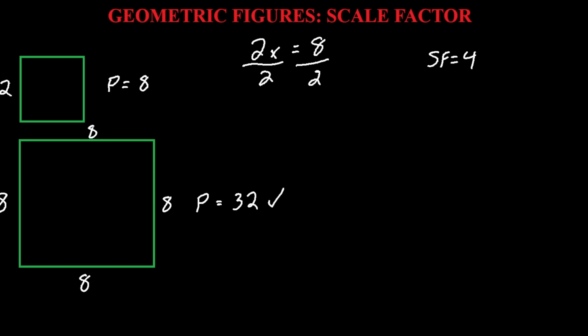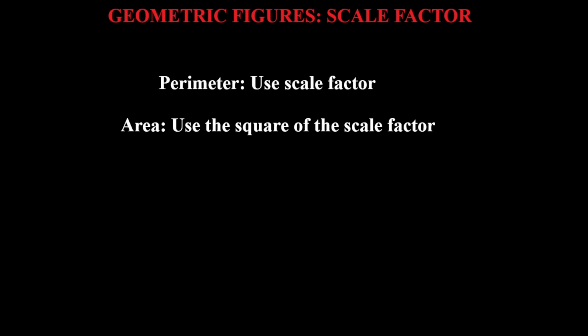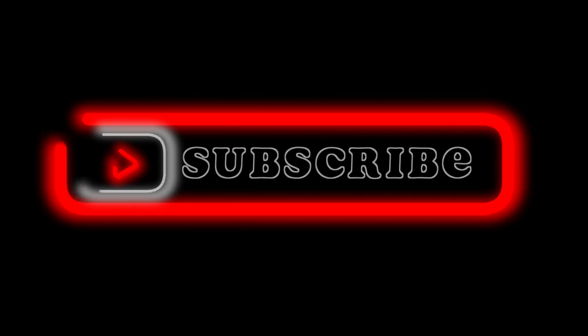Let's test it now for area. So for area, if we take the scale factor and square it, it should be multiplied by 16. So the area of the small one, it's a base of 2 and a height of 2, so the area is 4. So if I multiply 4 times 16, I would get 64. And over here, this is a square, and if I check, 8 times 8 is 64. So for scale copies, to get the perimeter of a scale copy, you use the scale factor. And to get the area of a scale copy, you use the square of the scale factor.